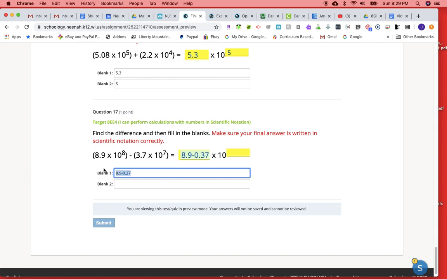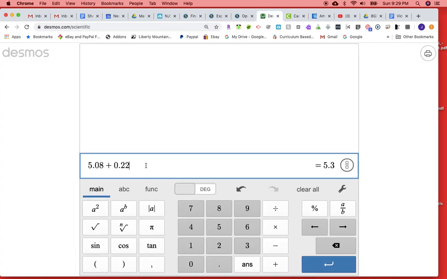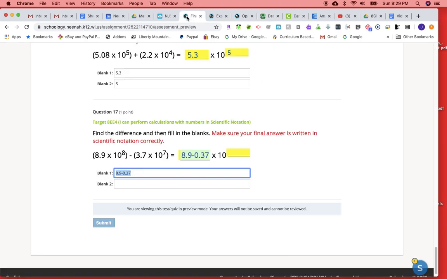So what I'm going to do is copy that. I'm going to paste it in Desmos. Clear this. Paste it. And we get 8.53. 8.53. And we're going to keep our exponent the same. I converted this to an 8, so it becomes 8. We look to see if we're in correct form, and we are.